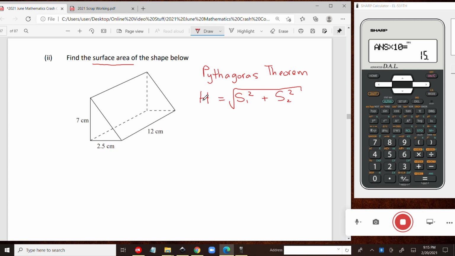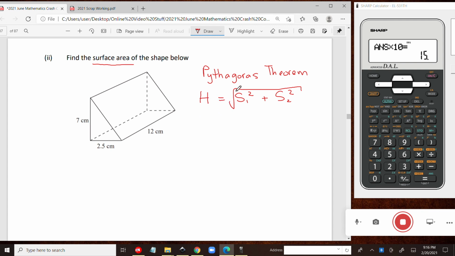Now, before I continue with this question, you will notice the hypotenuse of this triangle is missing. I know the hypotenuse is going to play a very important part in the rest of the question. So let's just find the hypotenuse using Pythagoras theorem.